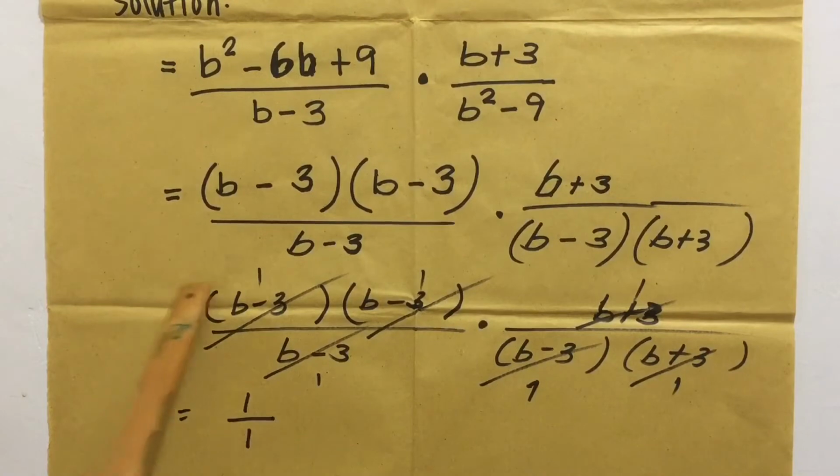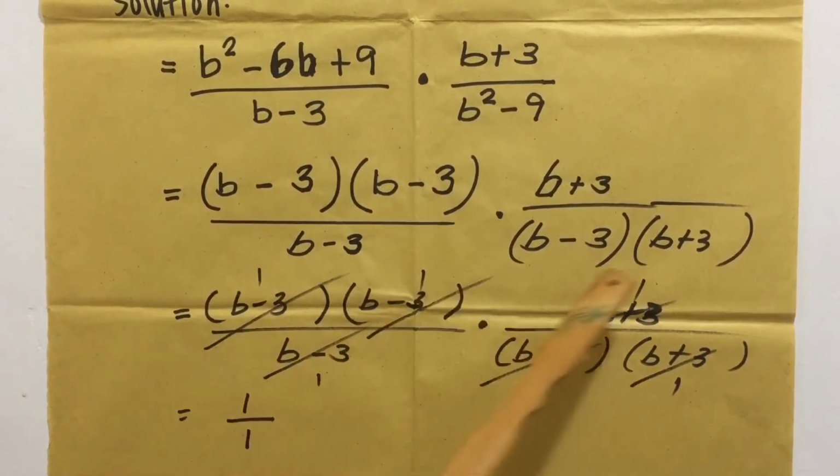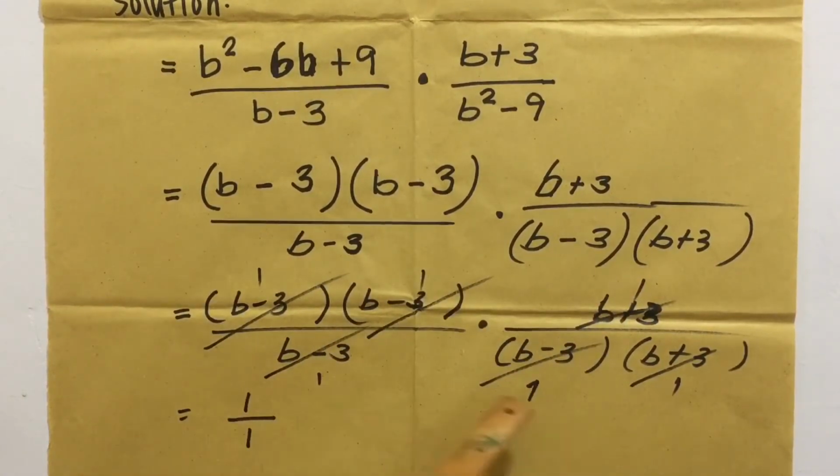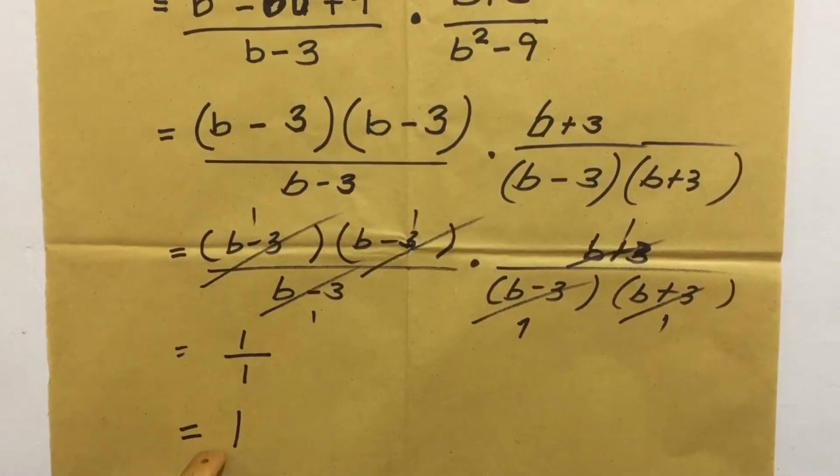And then we have directly multiply 1 times 1 times 1 equals 1. Then 1 times 1 times 1 equals 1. And 1 divided by 1 equals 1. So this is our final answer.